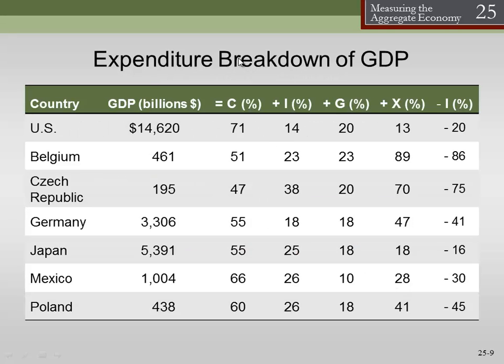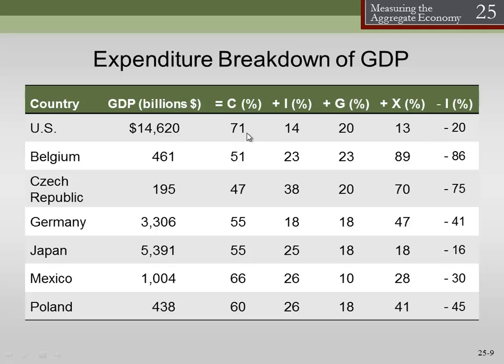So, expenditure breakdown. Let's take a look. In the U.S., about 71% of our GDP is made up of consumption, which makes sense because, by and large, the main point of producing within an economy is to create consumables. Investment makes about 14. Government spending is about 20. Exports are about 13, and imports are negative 20%. So we have a trade imbalance. We import more than we export. And since imports are being subtracted, that's why it's negative.